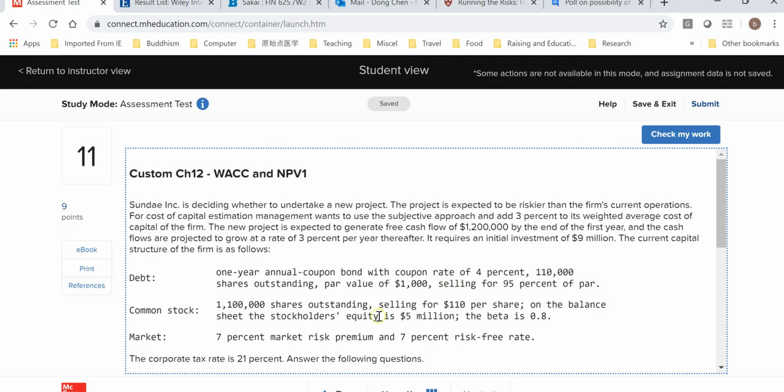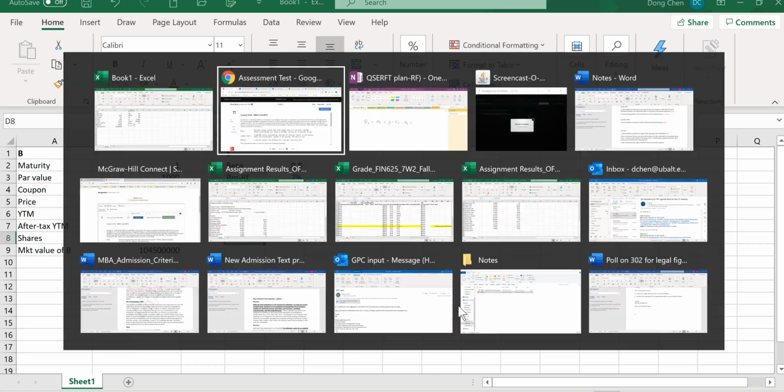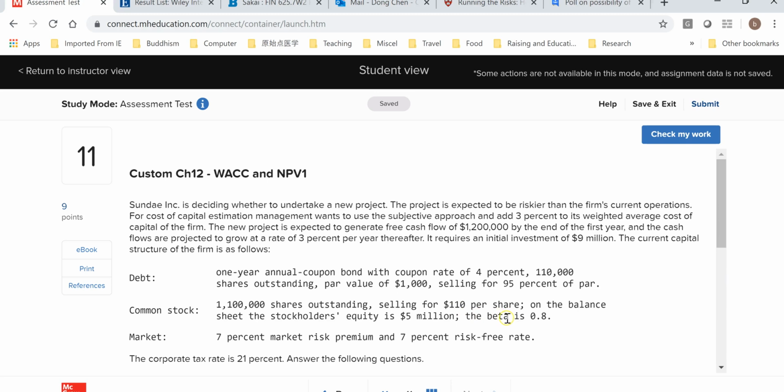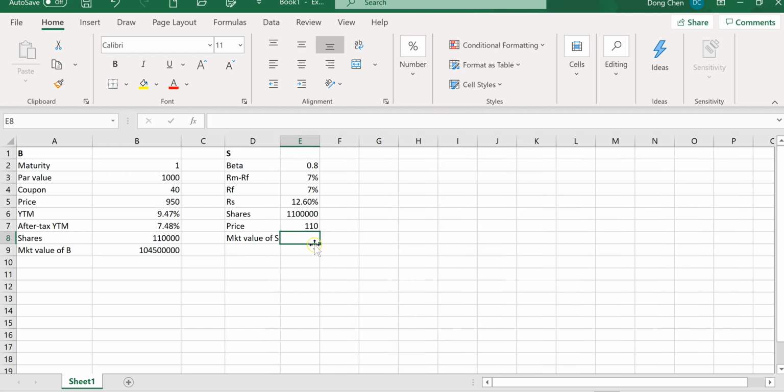And for equity, the shares is right here. Shares is 1,100,000. And the price is simply 110 dollars per share. Again, we should ignore the information about the stockholders' equity because that's the book value of equity. So the market value of S, that's equity, is simply the shares outstanding times the price per share.